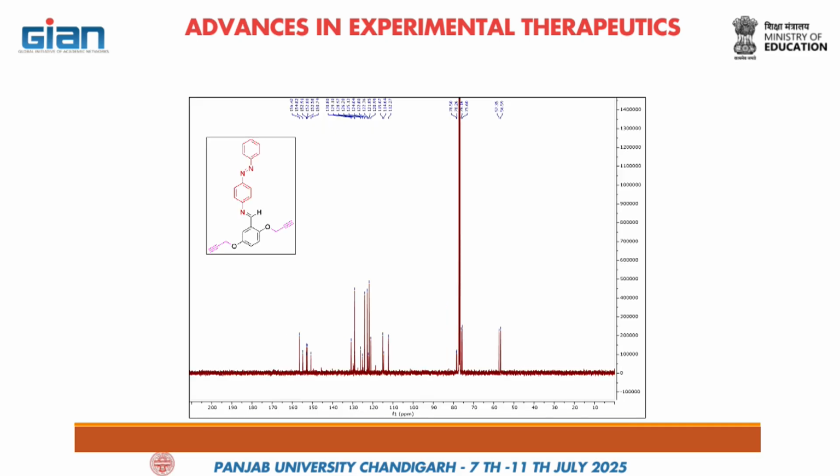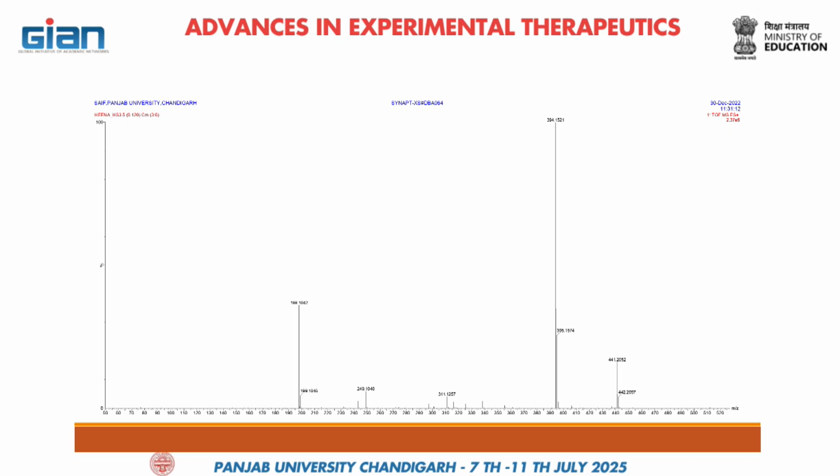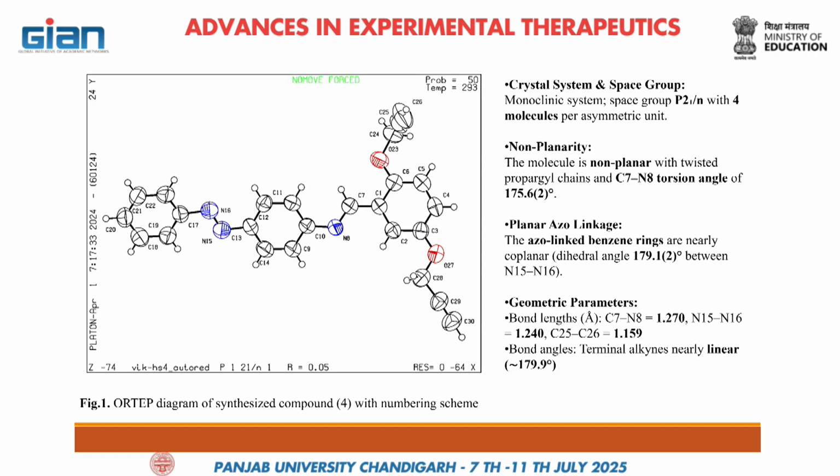From the C13 NMR also, we can conclude that as we do not have any peak in the region from 180 to 200 ppm, the aldehyde has been completely consumed during the reaction. The peak at 156.42 ppm represents the carbon corresponding to the imine group. The propyl chain is represented by peaks from 56.59 to 78.50 ppm. Then the mass spectrum shows a peak at 394.1521, which shows the synthesis of our desired product.